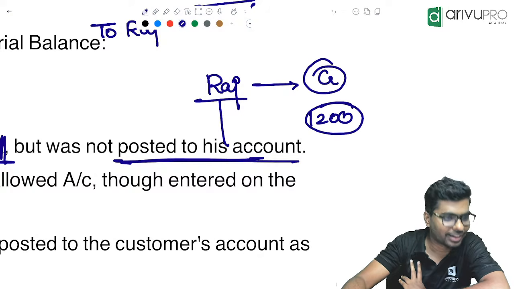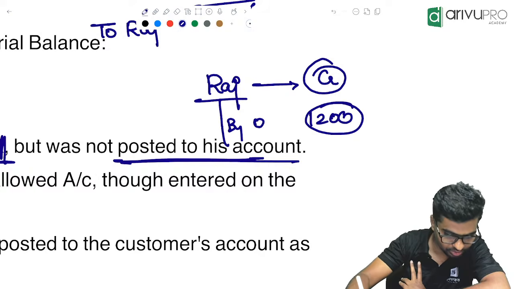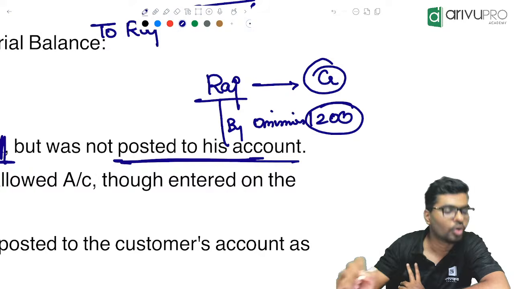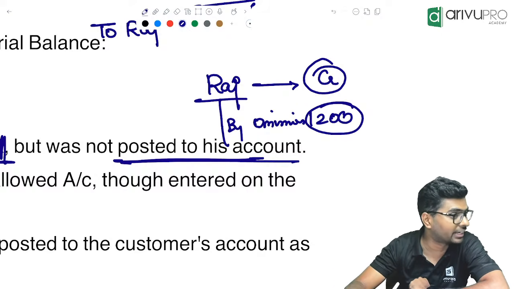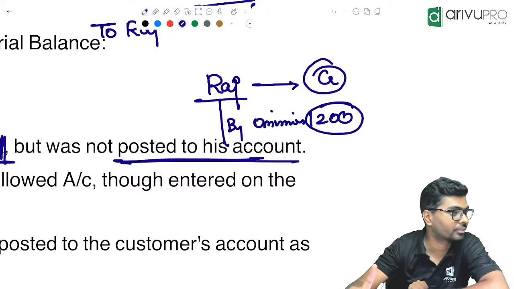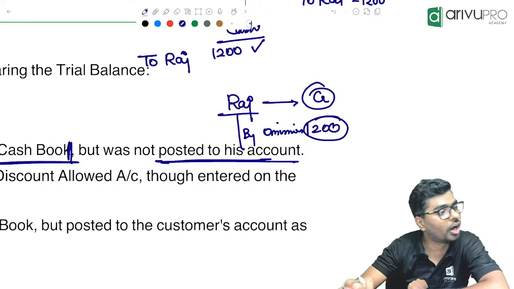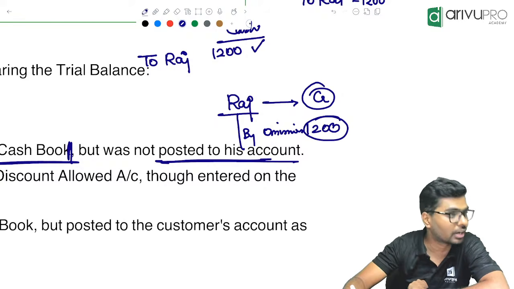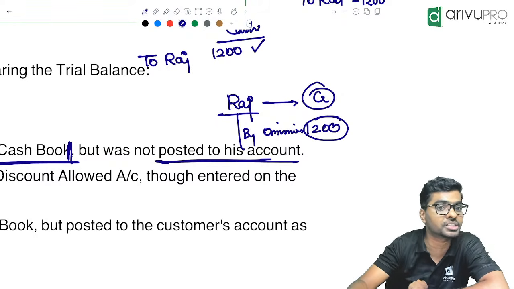Credit Raj by 1200. Sir, no, I want to pass an entry by omission 1200. In Raj's account, you will write an entry as what? By omission 1200. Are you clear? If you want to write an entry, you will write it as by omission. Or you can write a statement as: Raj's account will be credited by 1200. Understood?